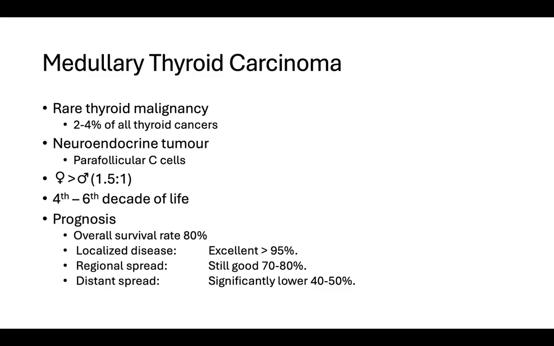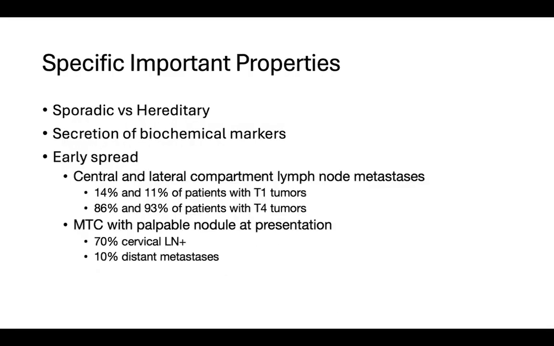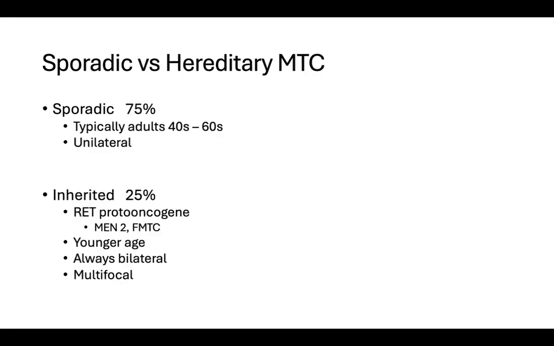Localized disease has more than 95% of survival, but distant spread will bring it down to about 40 to 50%. So the specific important properties of MTC that we are going to talk about is the difference between sporadic and hereditary, the secretion of biochemical markers, and the fact that it spreads early. Central and lateral compartment lymph node metastasis is seen in 14 and 11% of patients with T1 tumors, whereas in T4 tumors, you get 86 and 93% respectively. And MTC with palpable nodules at presentation will have 10% distant metastasis.